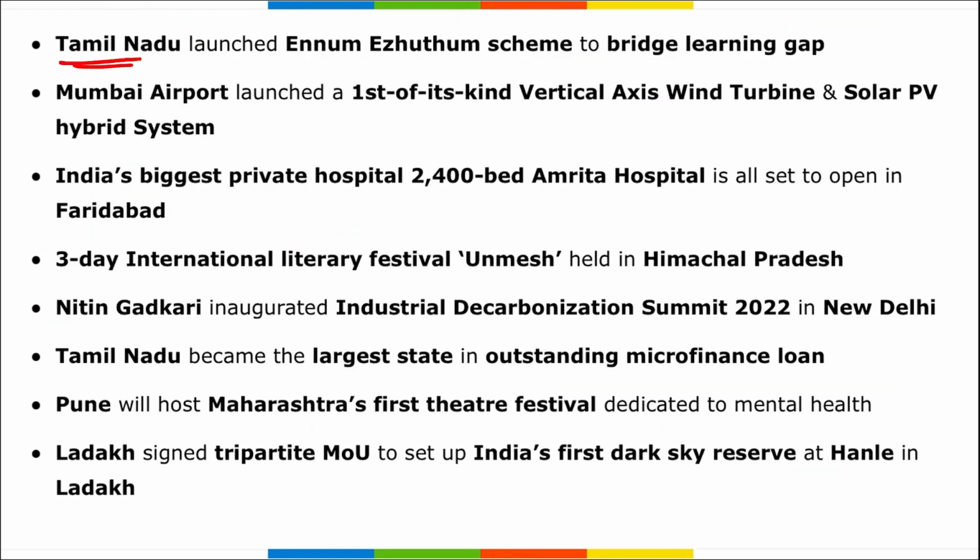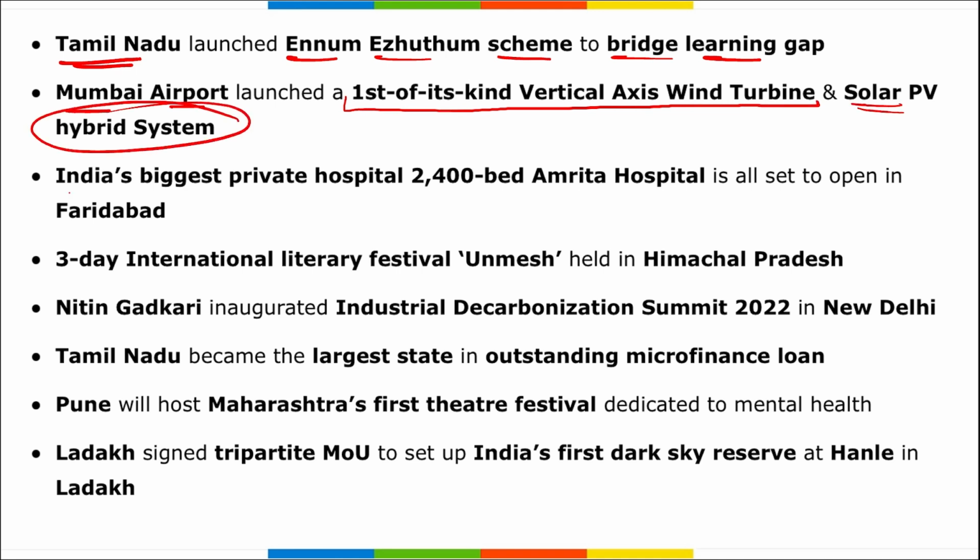Next, Tamil Nadu has launched the Ennum Ezhuthum scheme to bridge the learning gap. Mumbai Airport launched its first of its kind vertical axis wind turbine and solar photovoltaic hybrid system. India's biggest private hospital with 2,400 beds, by the name Amrita Hospital, is set to open in Faridabad. It has been inaugurated by Prime Minister Narendra Modi.